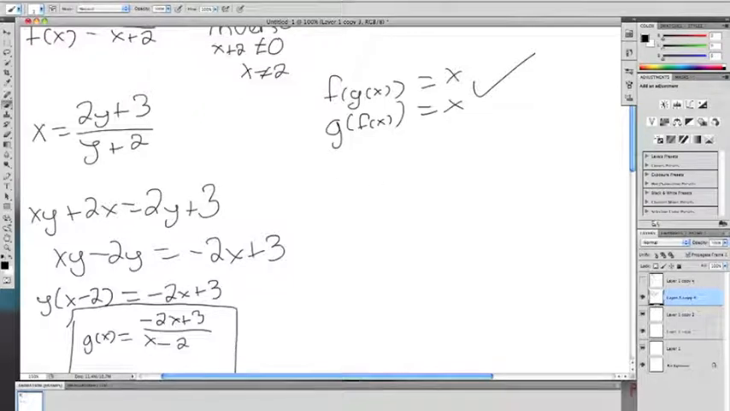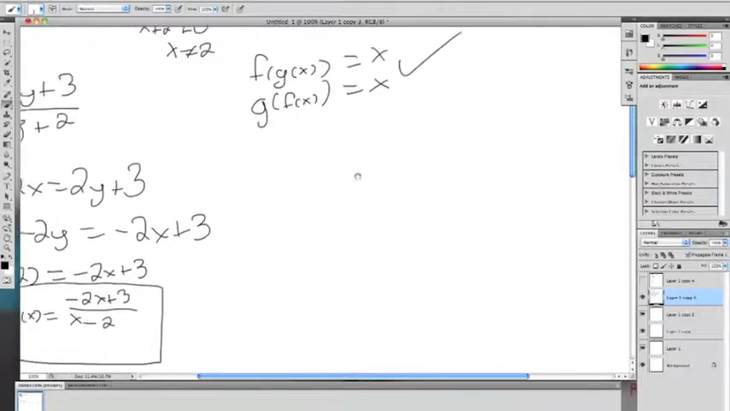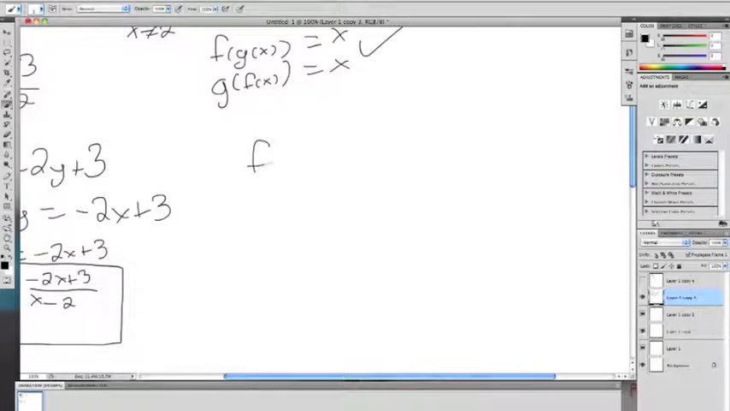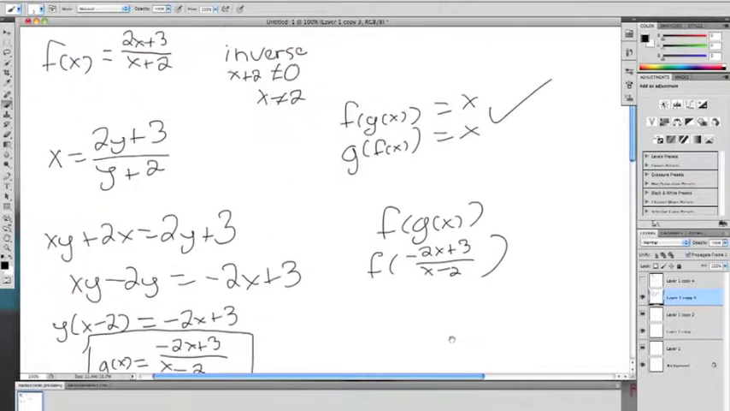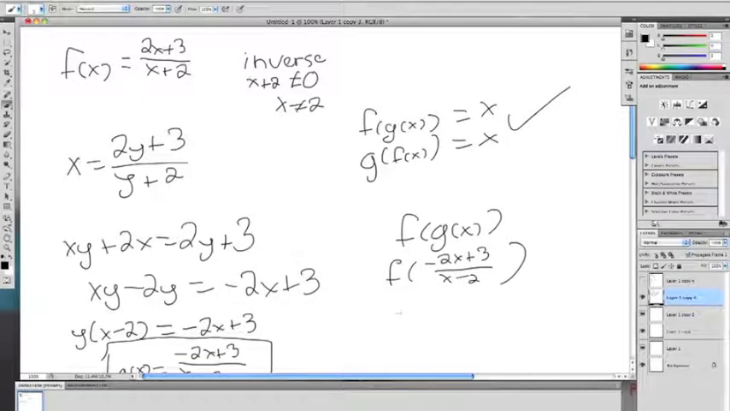Now we just plot them. So let's actually just do one of them. Let's start with f of g of x. So it's going to be f of (−2x + 3)/(x − 2).